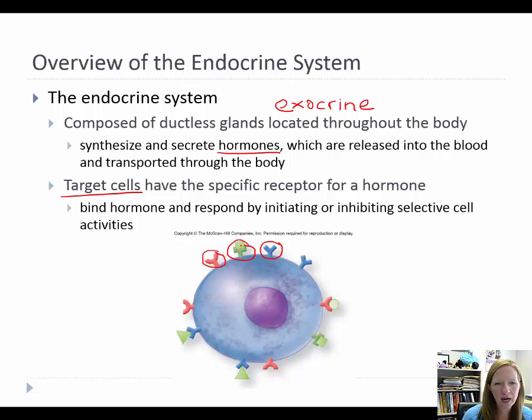Once the hormone binds to a receptor, and we'll talk more later on about how these receptors can be a little bit different, some are actually inside of the cell and some look like this, it is going to initiate some type of metabolic activity. That could be protein synthesis. It could be mitosis. So many different things. It could activate an enzyme. Really, it just depends on what type of hormone it is and what cell it is.